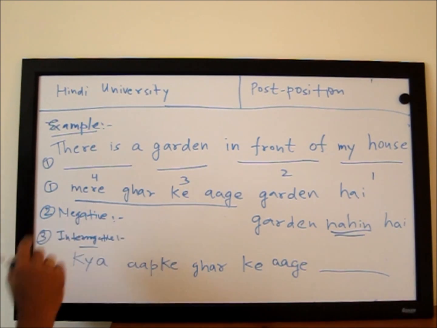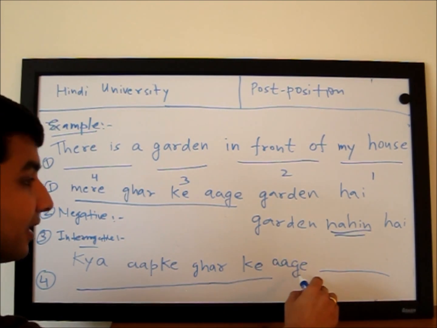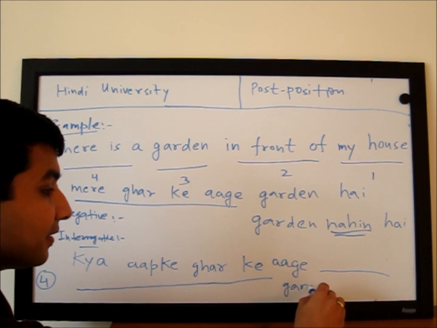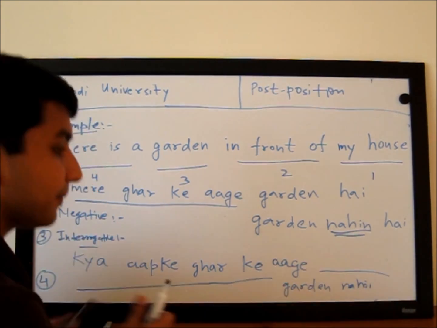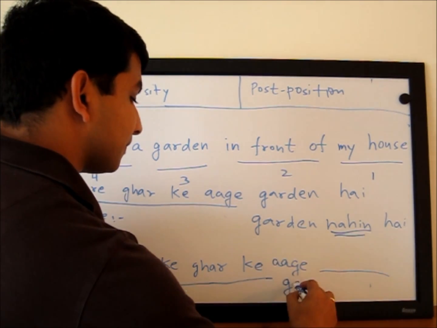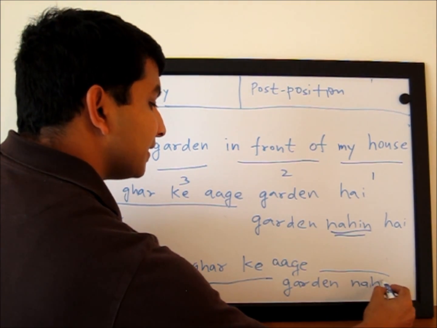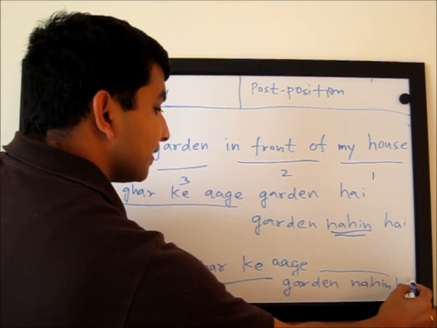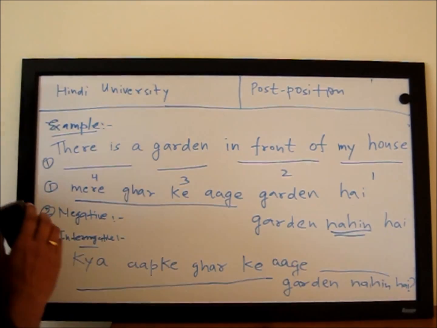Fourth one, if you remember, we used to practice it in our 10th class. Let's say negative plus interrogative. So it will be क्या आपके घर के आगे गार्डन नहीं है? Isn't there a garden in front of your house? I hope this is getting clear to you.